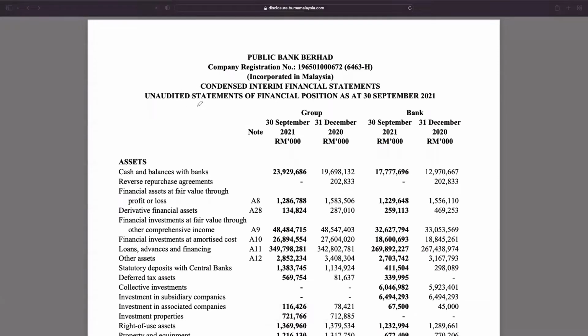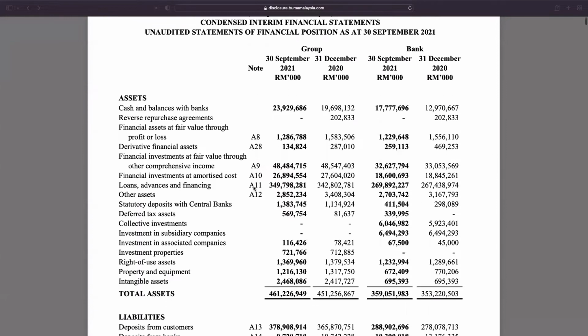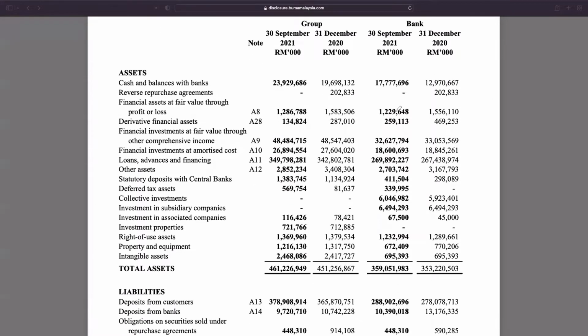My name is Patrick. Today we take a look at Public Bank. They released their financial report. This is the latest financial report. Let's start from this balance sheet, asset and liability. Okay, let's start off with the asset first.